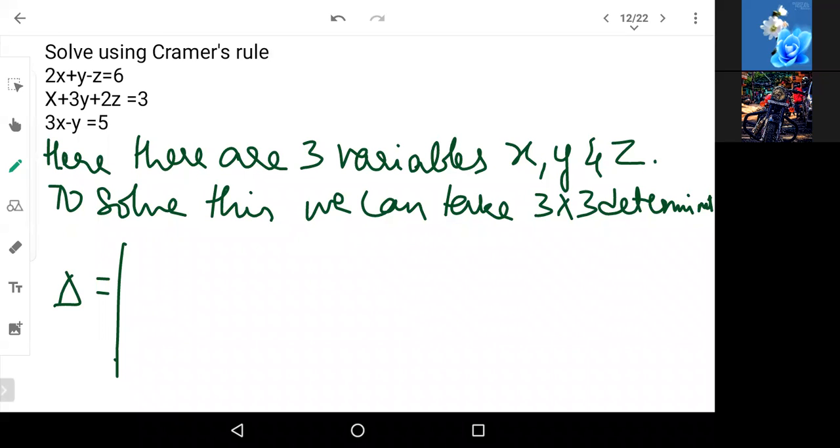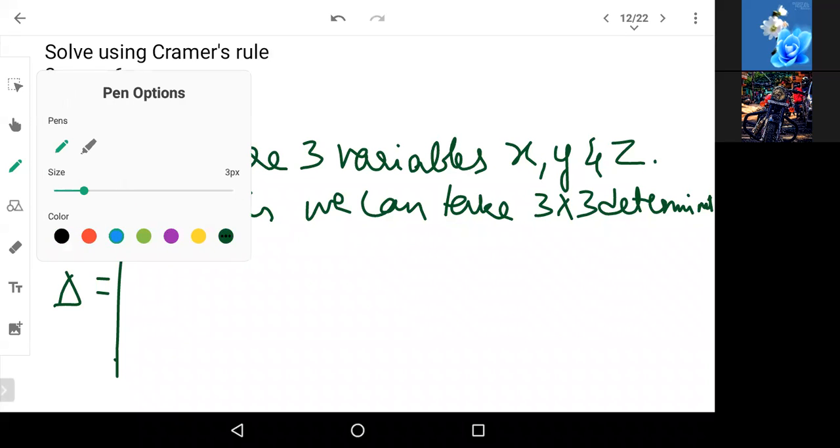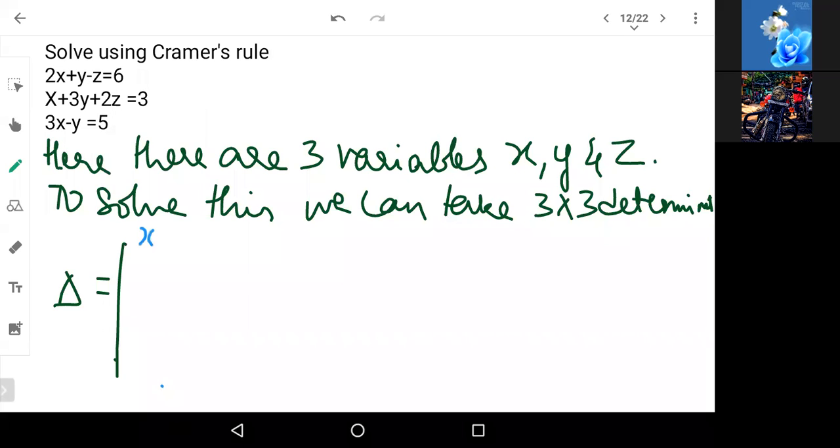Now calculating delta or forming the delta, for example, I'll write all the x values here, I'll write all the y values here and z values here. Just for reference, you need not write this. Okay. Now let us write down. So if you see the first equation, 2x 1y minus 1z.